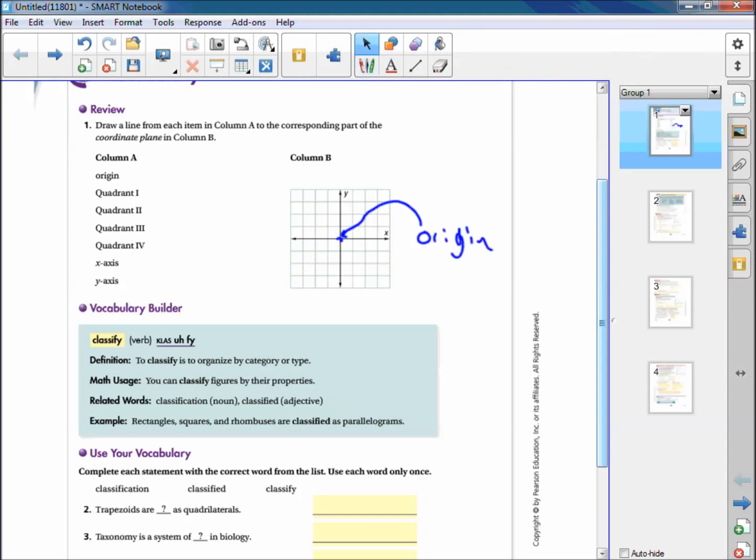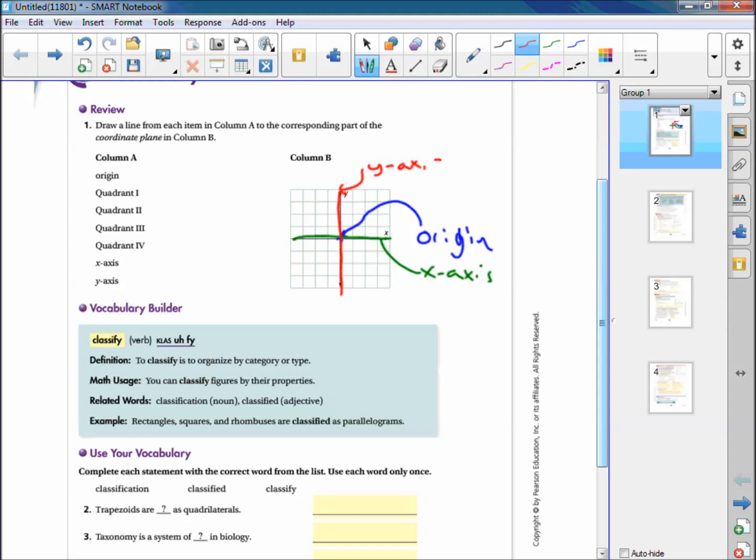Okay. This green line that goes through the origin horizontally is the x-axis. Okay. The red line that goes through the origin vertically is my y-axis. And then everything over here to the right of the y-axis and above the x-axis, all of this stuff in here is quadrant 1.